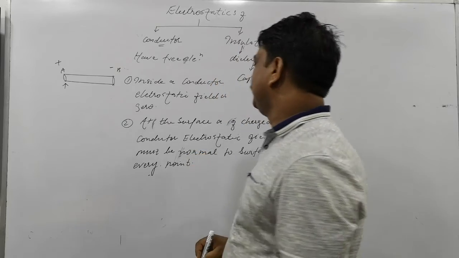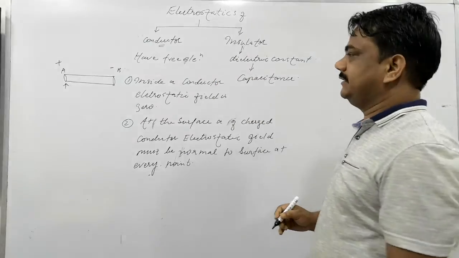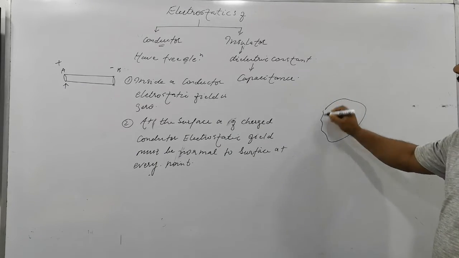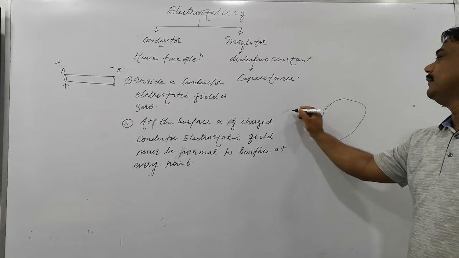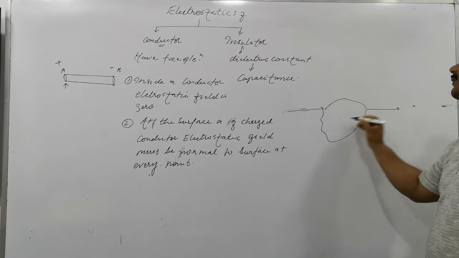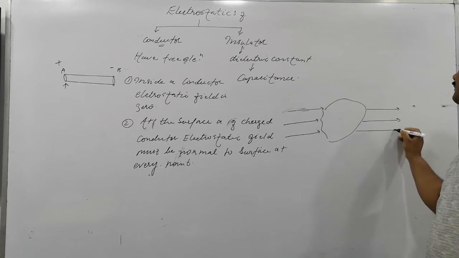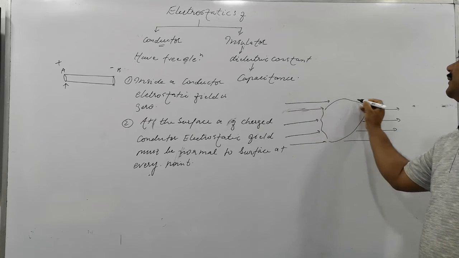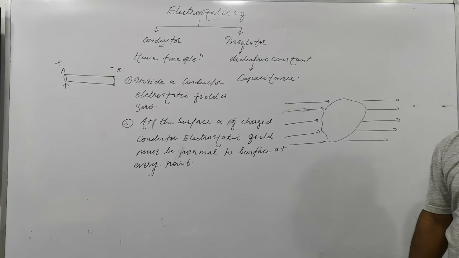At every point. At the surface, suppose you have a charged conductor. Just see here, you have a conductor, right? The electric field is clear here. This is the electric field; the field lines are going from here. The conductor is placed here. So at the surface, we talk about this.